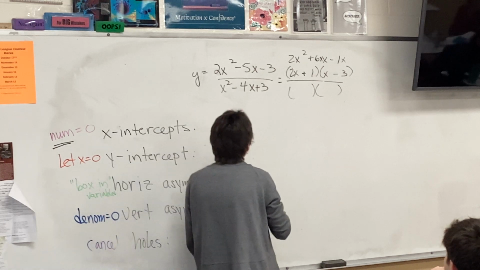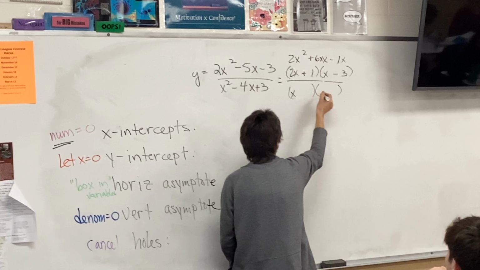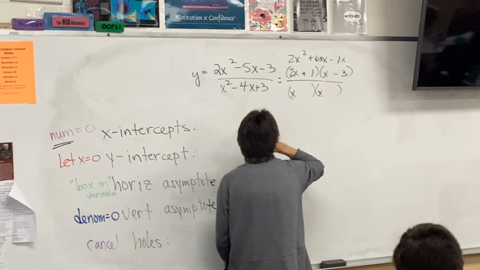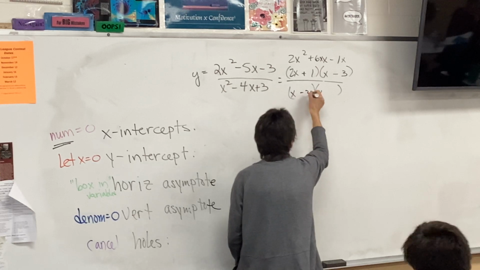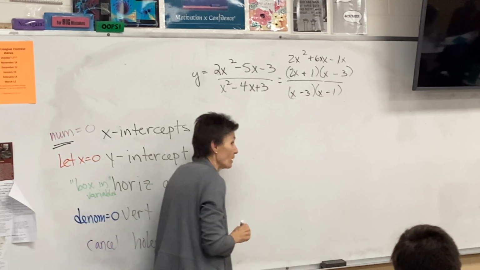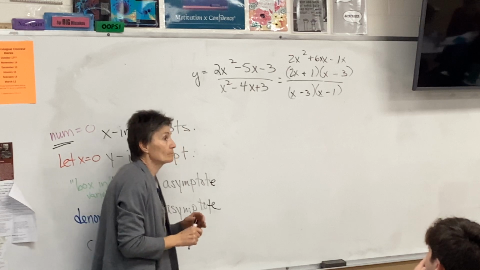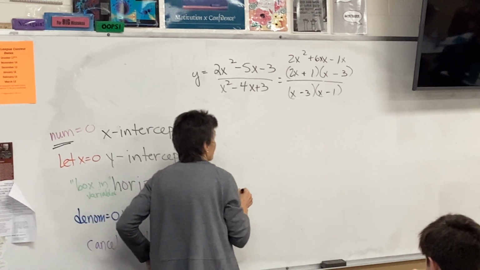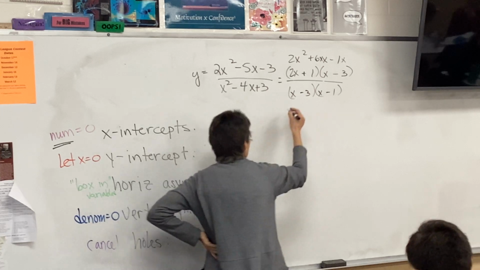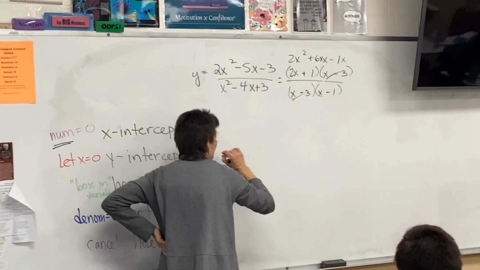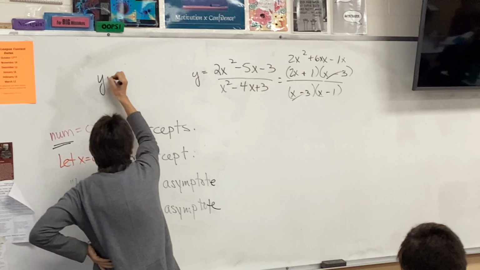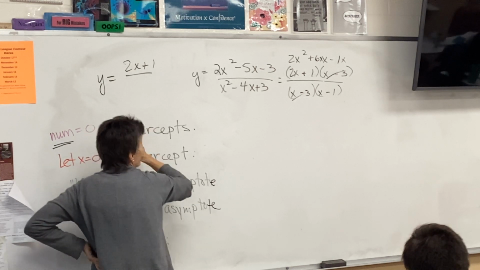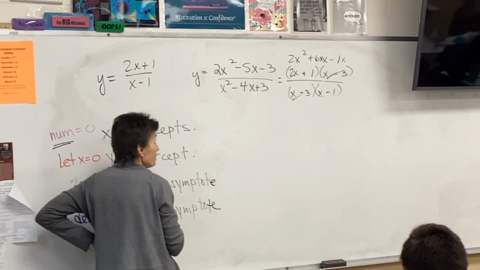Okay, what's on the bottom? That one's a little easier. What's on the bottom? x, -3, x, -1, perfect. All right, so now we are all factored. All right, well, what do we notice? We can cancel. So our actual equation that we are graphing is 2x plus 1 over x minus 1.